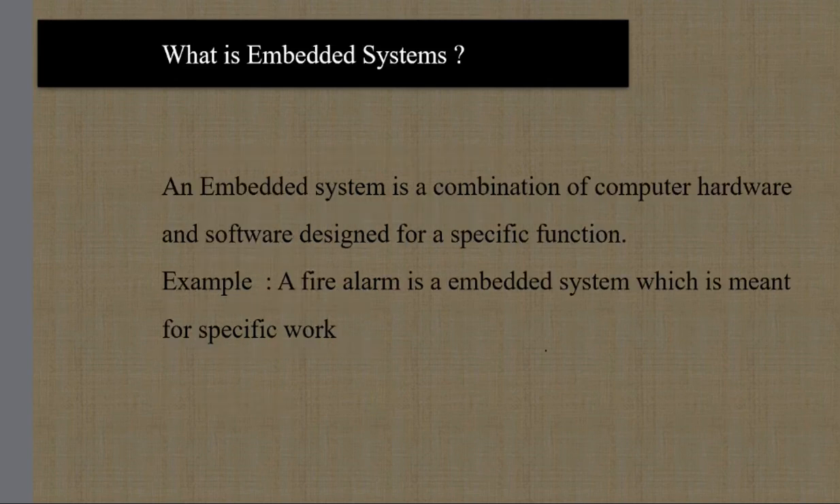Let us first focus on what embedded systems are. An embedded system is a combination of computer hardware and software designed for a specific function. For example, a fire alarm is an embedded system which is meant for a specific purpose. Most of the things that we use in our daily lives are based on embedded systems, majorly mobiles, TVs, mouse, laptops. Those systems are done through embedded systems.